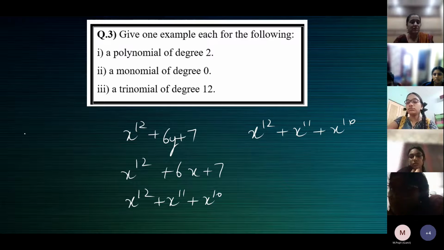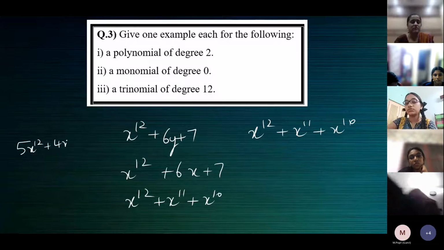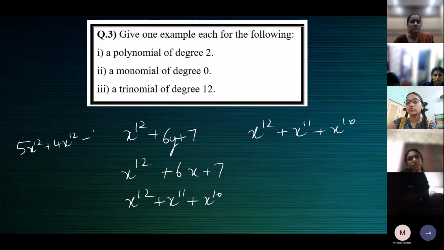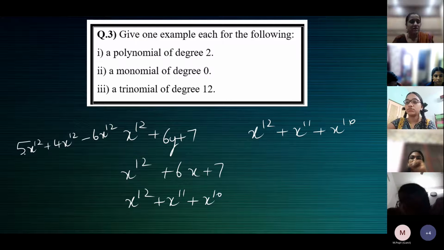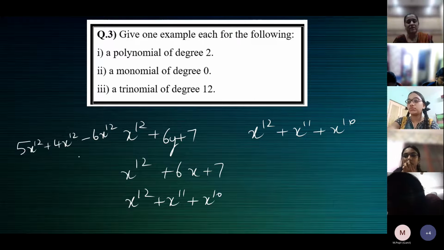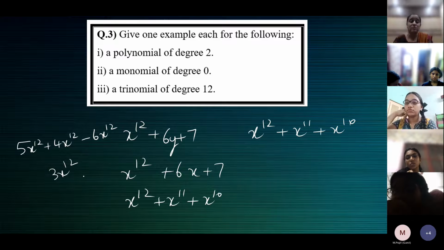See, you cannot write 5x to the power 12 plus 4x to the power 12 minus 6x to the power 12 and say this is a trinomial of degree 12, because you can simplify. What happens when you simplify? 5x to the power 12 plus 4x to the power 12 is 9x to the power 12, and 9x to the power 12 minus 6x to the power 12 is 3x to the power 12. This one is a polynomial of degree 12, but it's not a trinomial. It's a monomial of degree 12.